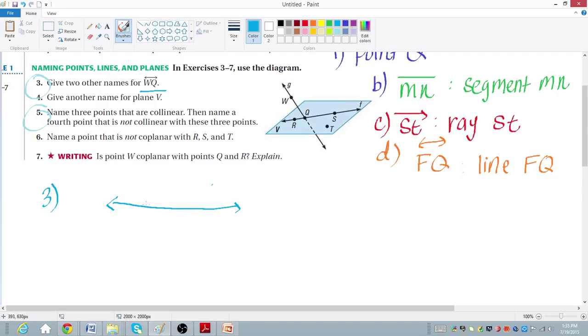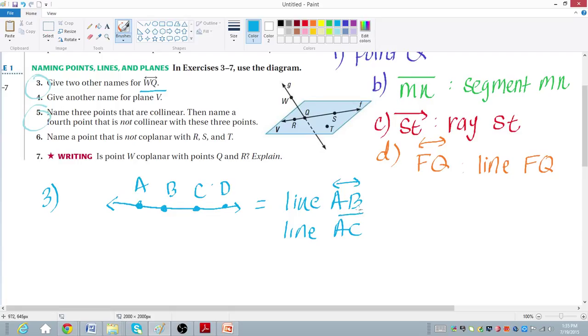So this is a line, and let's say I have a bunch of points here: A, B, C, D. Well, you could call this line AB. You could call this line AC.